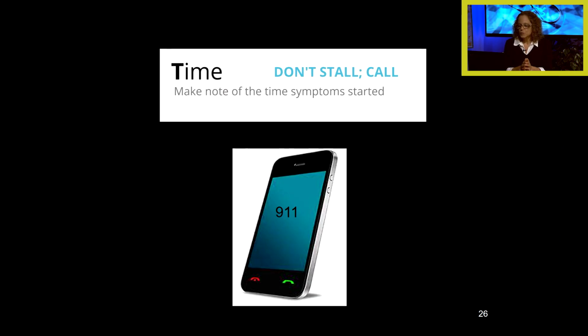So don't stall, call. We want to make a note of the time that the symptoms began, and we want to call 911 and get the person to the ER as soon as possible, because we know that the quicker we can get them treated, the more brain tissue we can save, right? Because just like with the myocardial infarction, time is muscle, right? When a patient is having a stroke, time is really brain muscle, brain function.